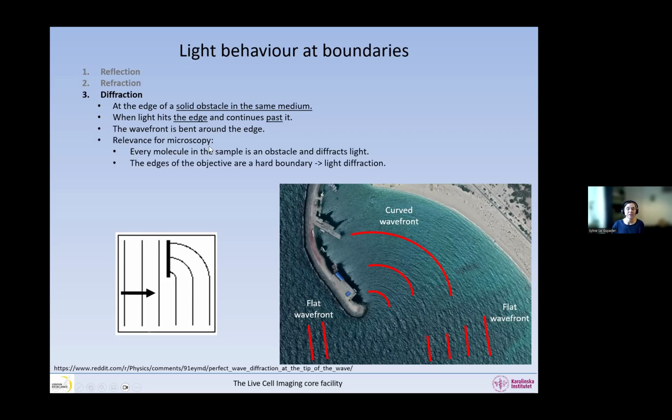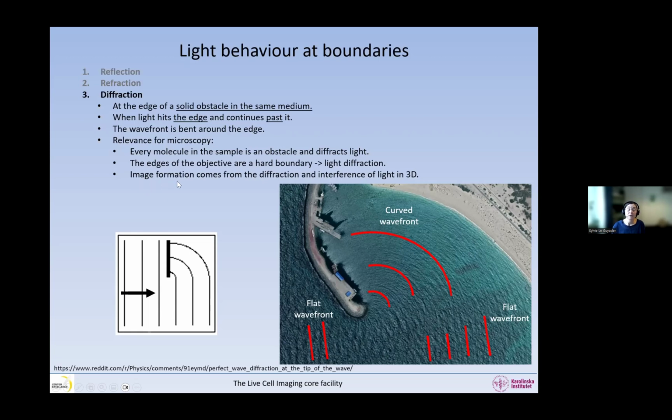So what is the relevance for us microscopists? Every molecule in the sample is an obstacle and it diffracts light. And the edges of the objective, you can see this as one of the sides of the objective, is a hard boundary that the light cannot go through. And then there is an opening. So we have air at the outside. For example, if it's an air objective, we have air here, and then we have air inside, and then the light will continue through, but at the edge, it will bend. So the edges of the objective are a hard boundary, and so we have diffraction there.